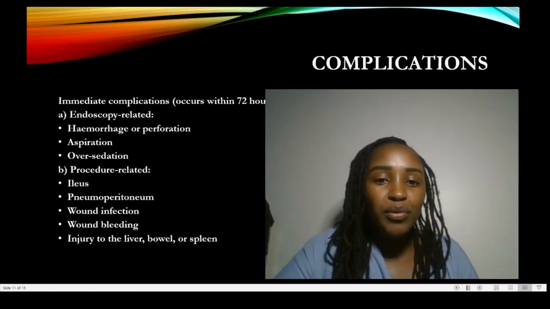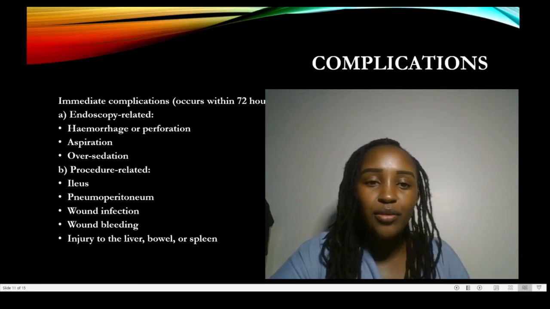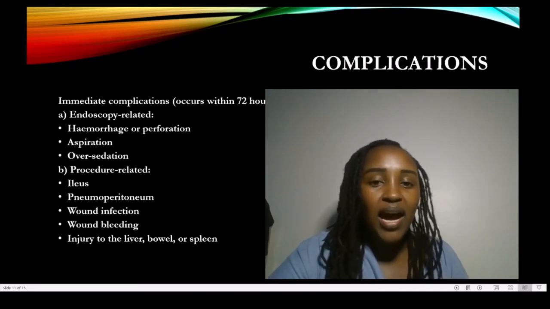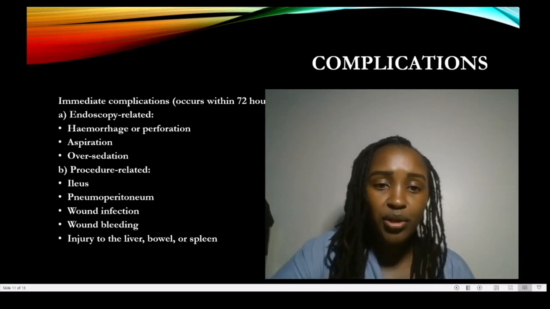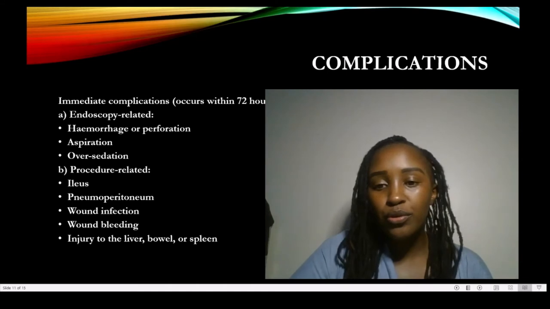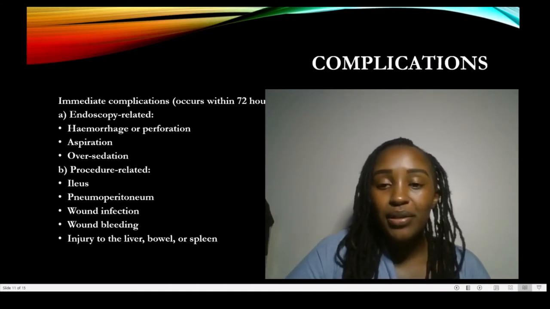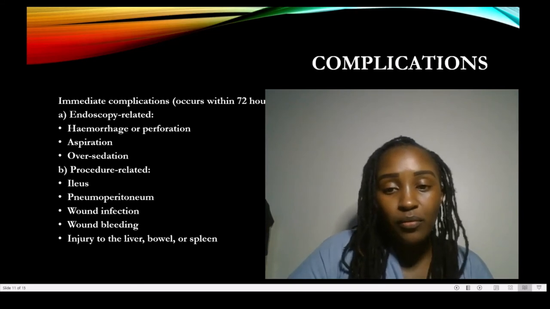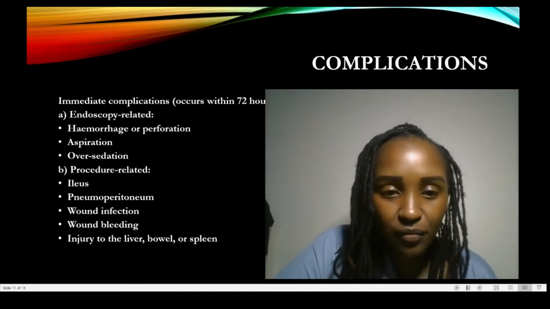So there could be complications, and there are different types of complications. There are those that occur immediately, and these include endoscopy related complications such as hemorrhage or perforation, aspiration, and oversedation, because you require sedation for you to have the endoscopy done, and this could actually be detrimental if it was done probably at a higher dose, or your body is not able to tolerate the sedative properly.